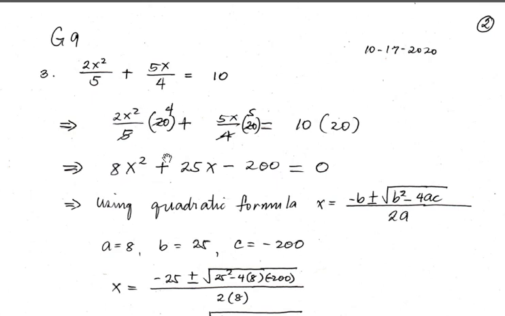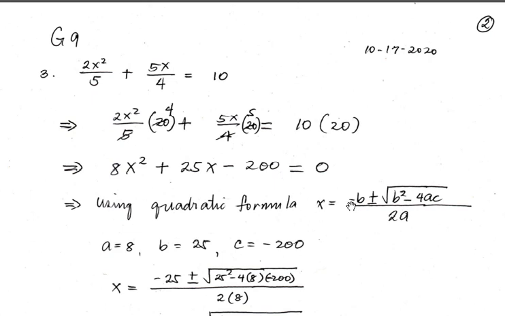So 8x squared. The second term of the left-hand side, 5x over 4 multiplied to 20. So 20 divided by 4, that's 5. Then 5 multiplied by 5x becomes 25x. And the right-hand side is 10 times 20, that's 200. But this 200 has to be transposed to the left-hand side, leaving the right-hand side 0. So it's minus 200. Now this equation cannot be factored out, so we use the quadratic formula.